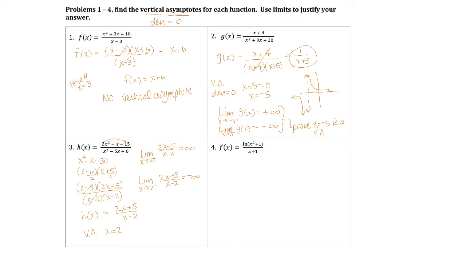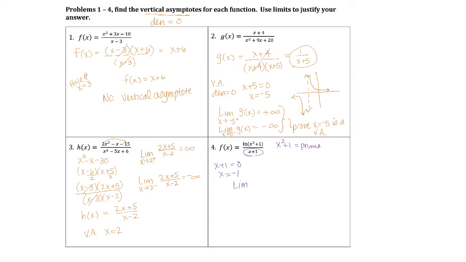Now for number 4, we do need to remind ourselves that x squared plus 1 is prime. It will not factor. So there's nothing to factor and cancel here, so I would set x plus 1 equal to 0, so x equals negative 1 is our vertical asymptote.